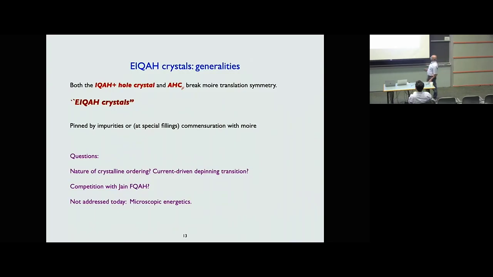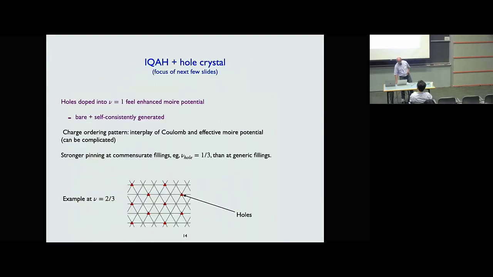Right? So the questions that we want to ask are, what's the nature of the crystalline ordering? What about these current-driven transitions? What about the competition with the Jain fractional quantum Hall state? And what about microscopics? Right? So I have nothing to say about microscopics today. I'll try to address the others to some extent.